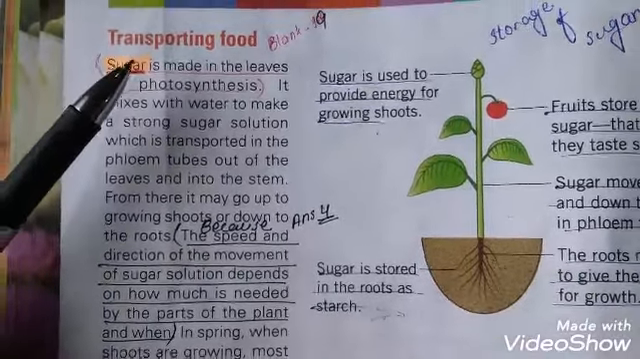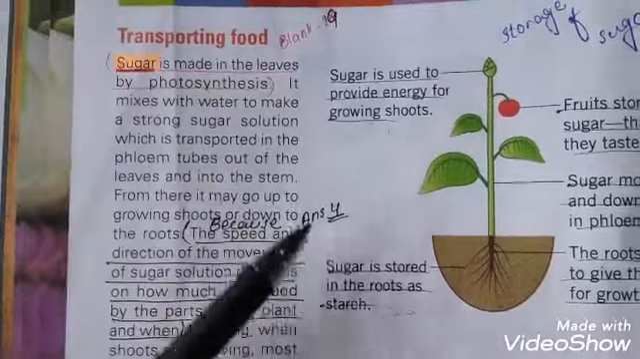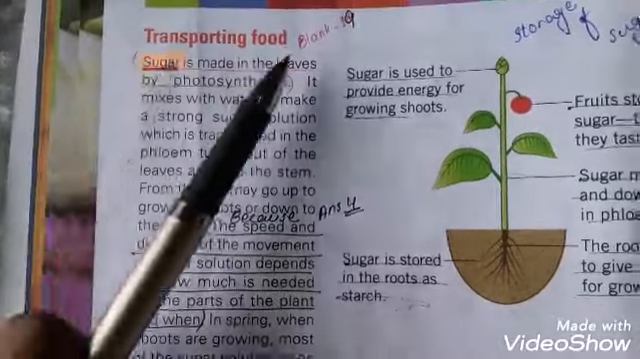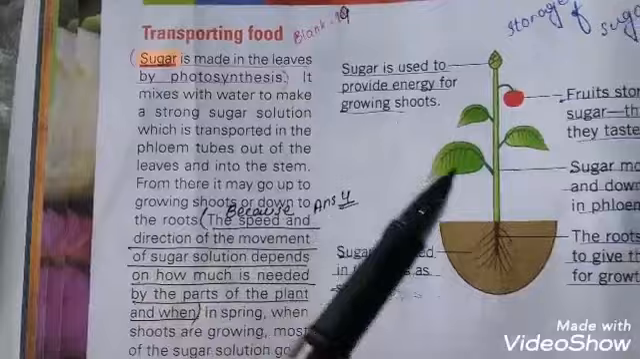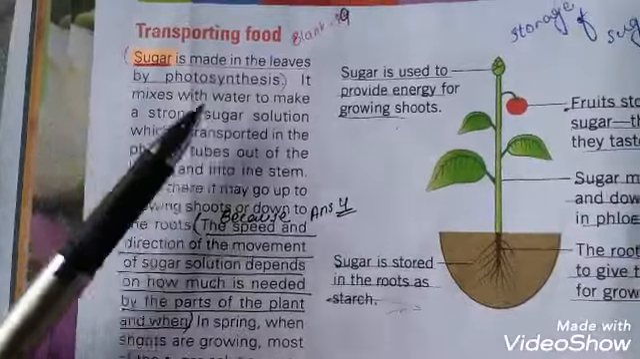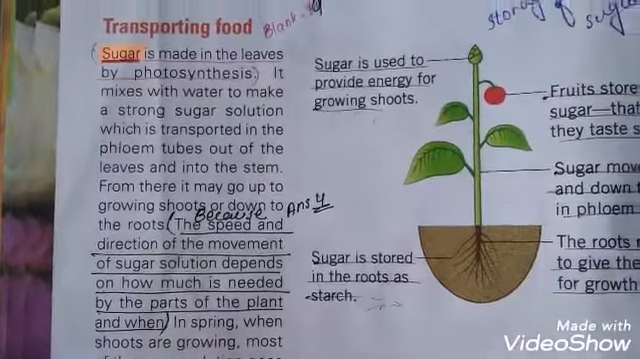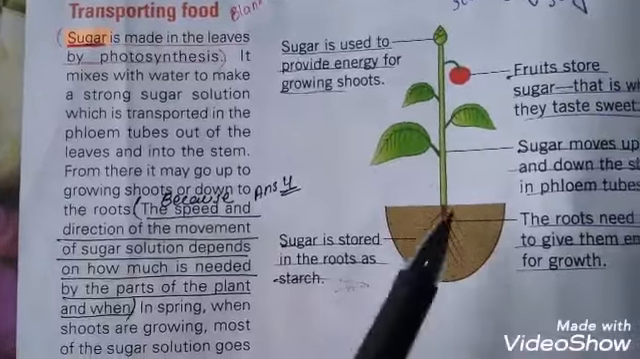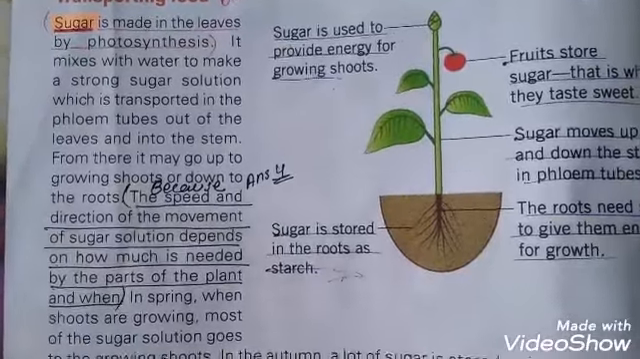Transporting means to carry things from one place to another place. So transporting food from one place to another place in the plant. Sugar is made in leaves by photosynthesis. As we know, sugar is made in the leaves in the process of photosynthesis.